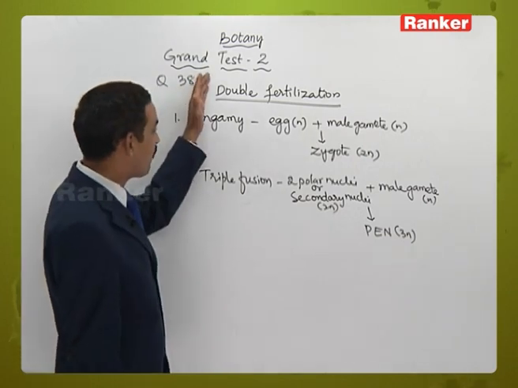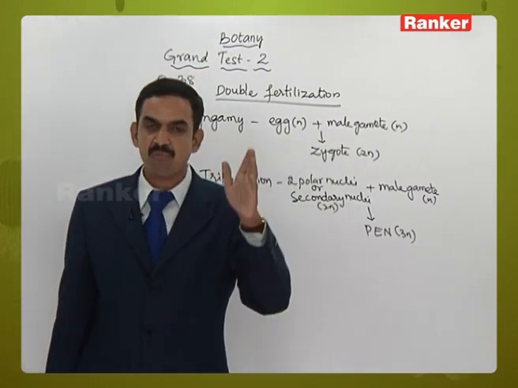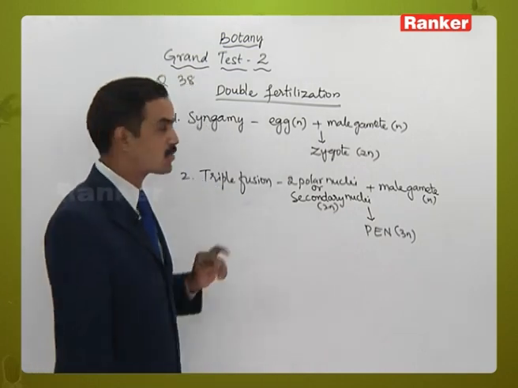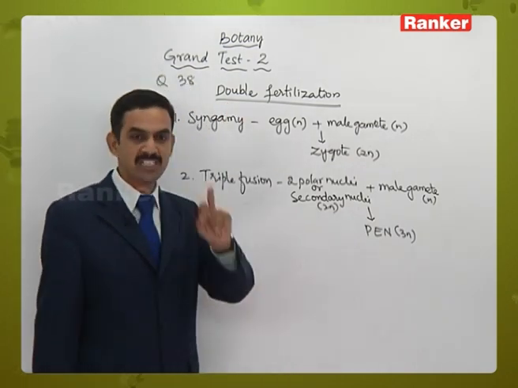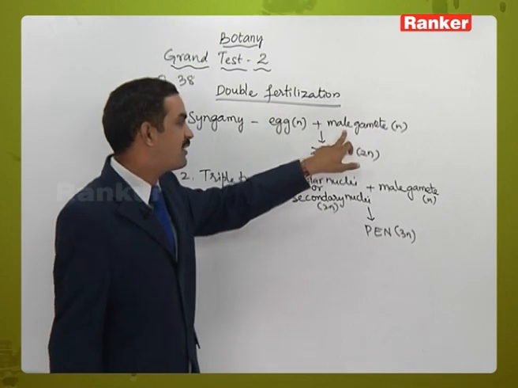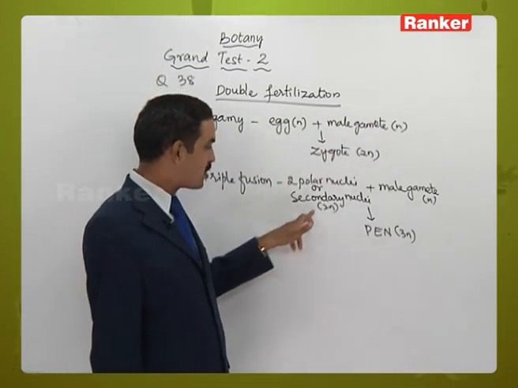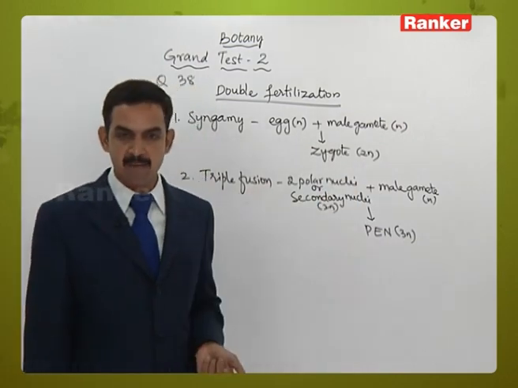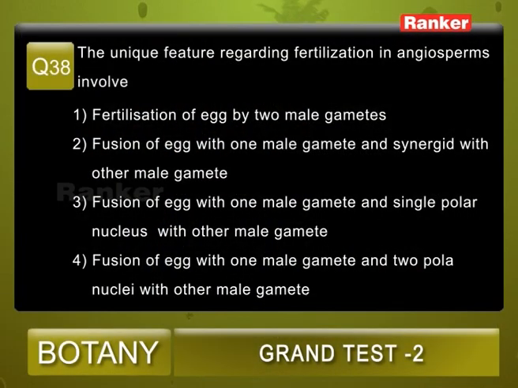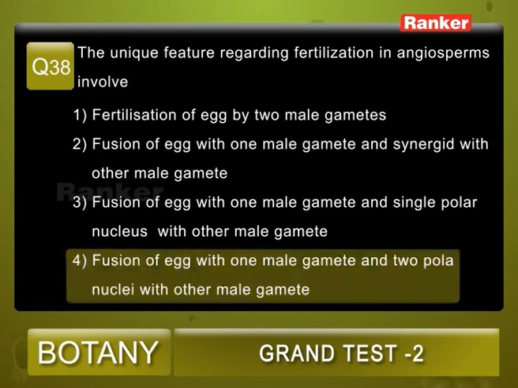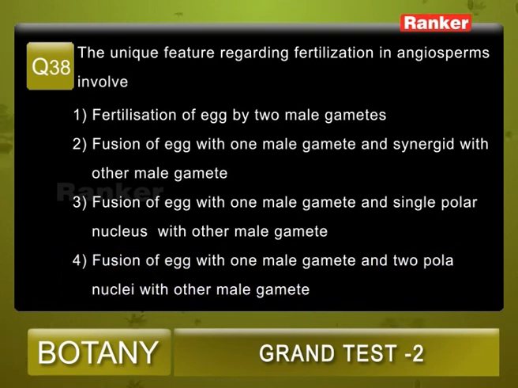So the unique feature regarding fertilization in angiosperms is double fertilization. During that process, the egg cell will fuse with one male gamete, and the 2 polar nuclei or secondary nucleus will fuse with the other male gamete. So from the given options, we can say that the fourth one is correct. So question number 38, the correct answer is 4.